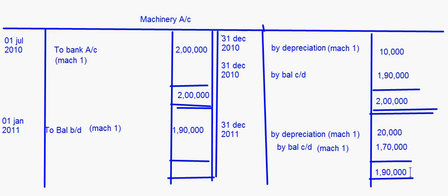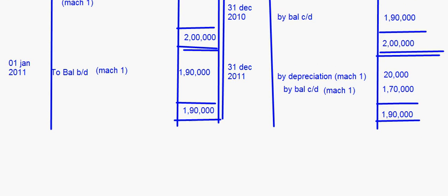Now you will have the balance by balance carried down. So 1,90,000 minus 20,000 is 1,70,000. Again this balance is for machine 1, right? Okay, so now you close this.